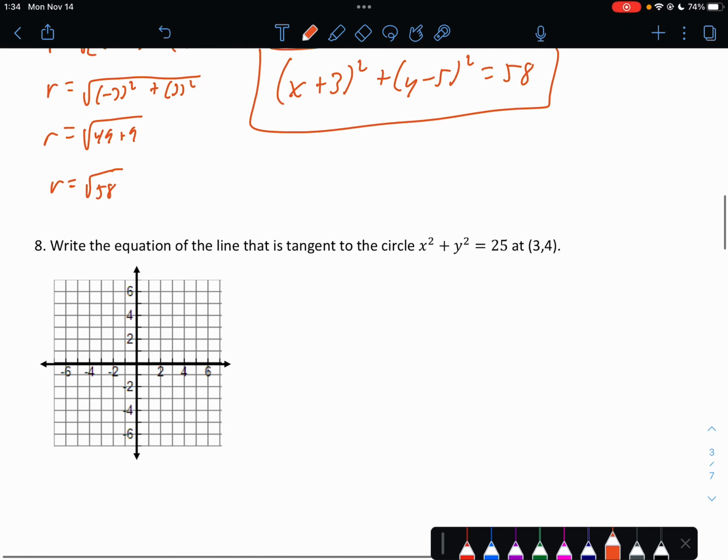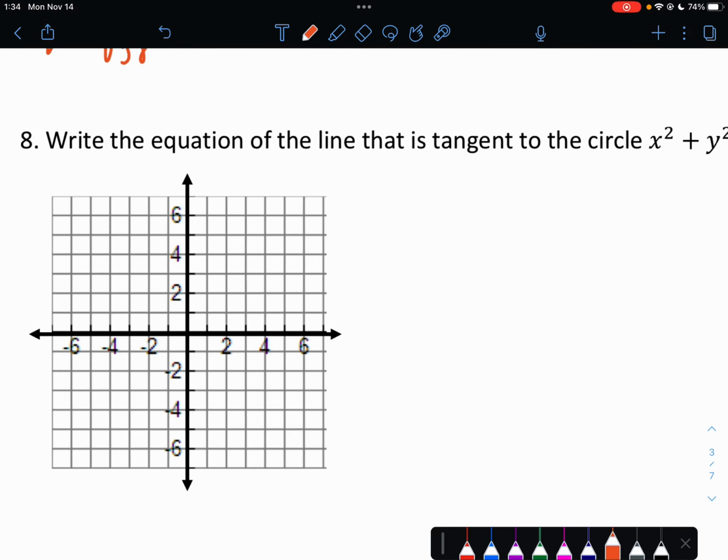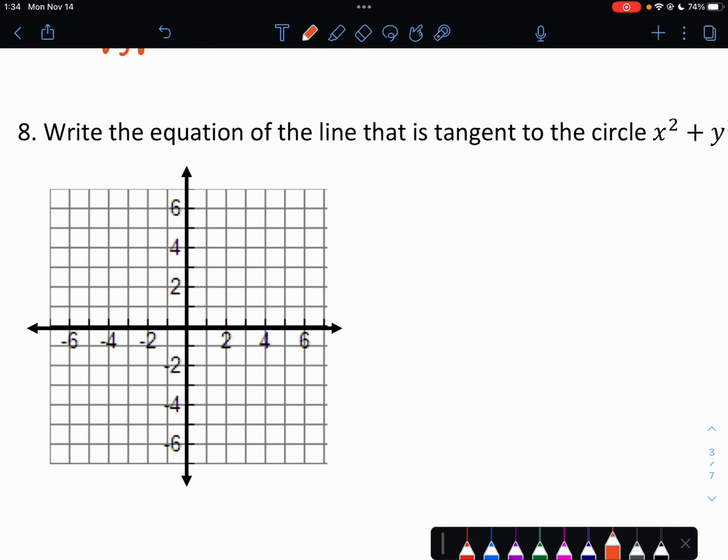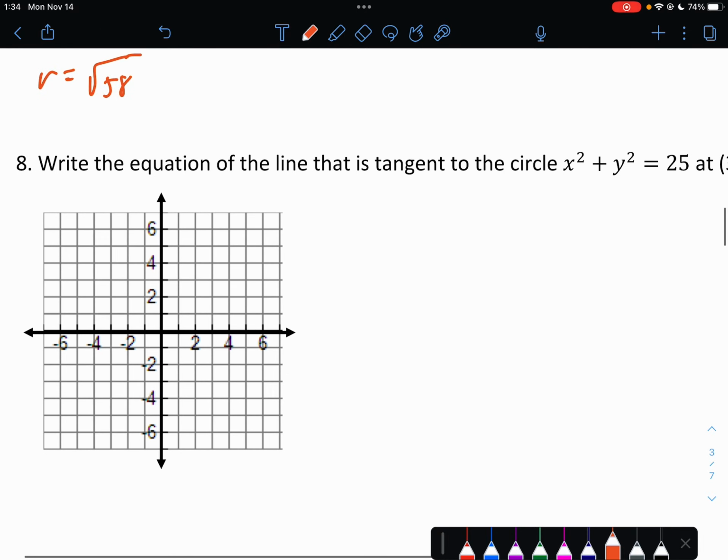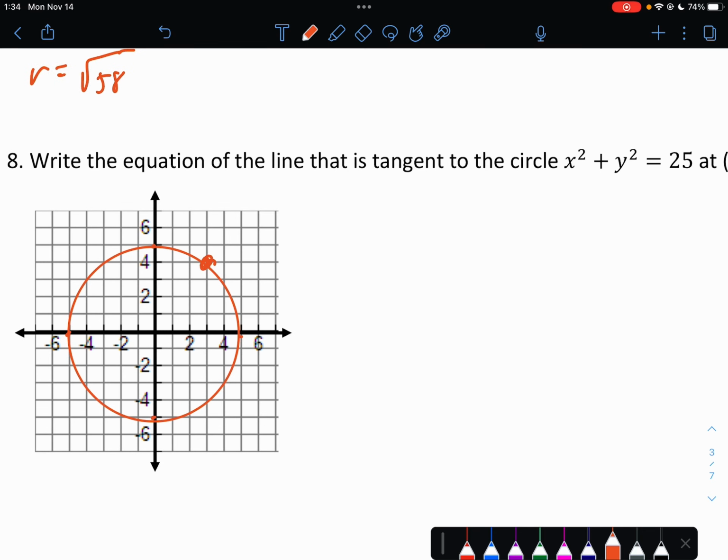Number 8, the equation to the tangent line of the circle at this point. All right, so let's start with drawing the circle. The center is at 0, 0. The radius is 5. So there's my circle. And 3, 4, this point right here, we're going to draw a tangent line in. What's a tangent line? It's a line that touches the circle exactly once. You hopefully remember that from your geometry days. So you want the equation of that line.